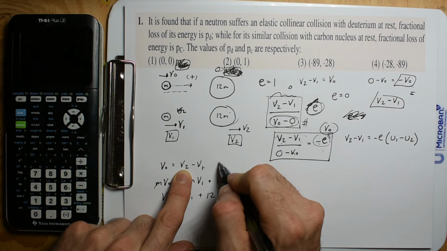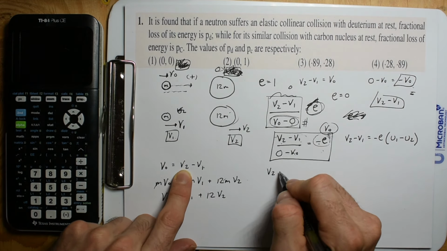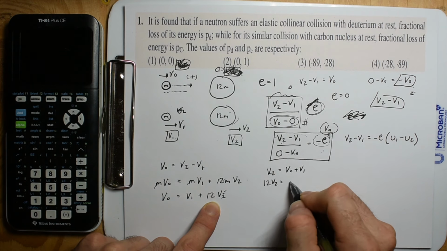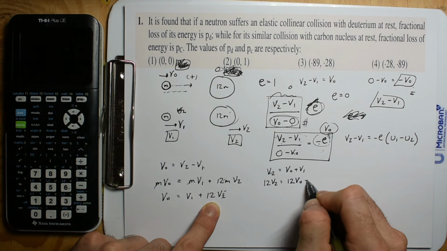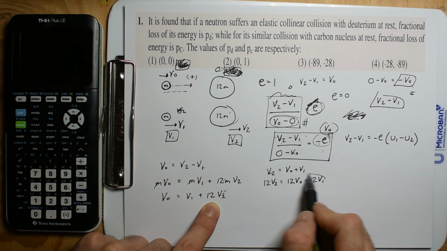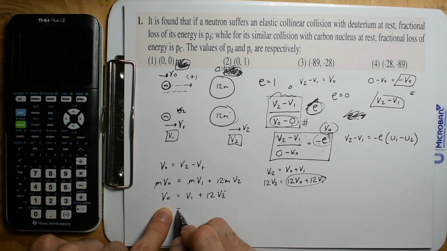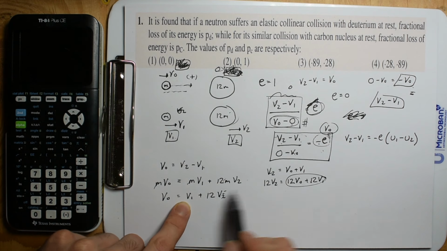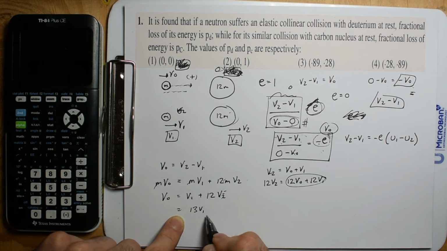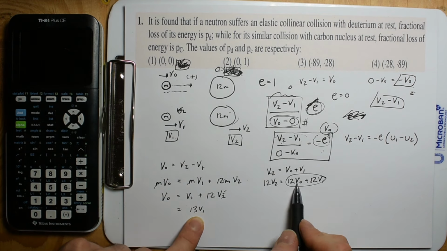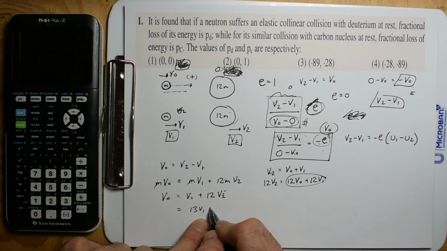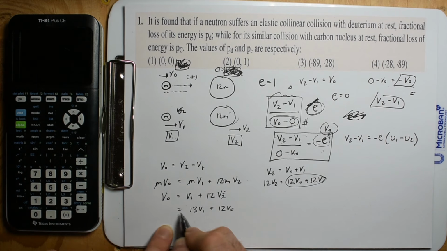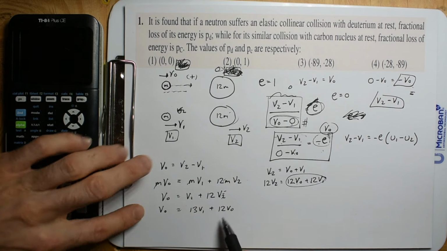I thought that was easier. So we're going to do v2 is equal to v naught plus v1, and we're going to put this equation right into here. We need 12 v2, so let's just do that right off the bat. So we got 12 v naught plus 12 v1. And so we're going to plug that right into there, and we can just kind of do it all at once. We're going to have 13 v1 over here, so 13 v1, and we're going to have 12 v naught. I guess I can just write that, 12 v naught. Try not to do too many steps at once.